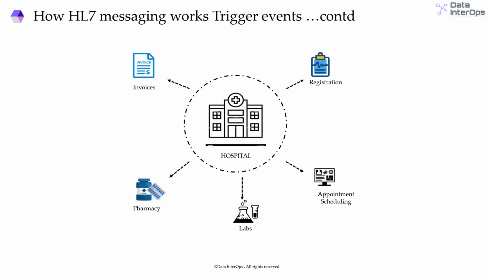So if we talk about these categories, we are having these English names, right? Appointment scheduling, labs, pharmacy, invoices, and so on. But what do we call them in terms of HL7 message? HL7 message mechanism has given its own names to each of these events that are happening. Okay, so let us look at those names.